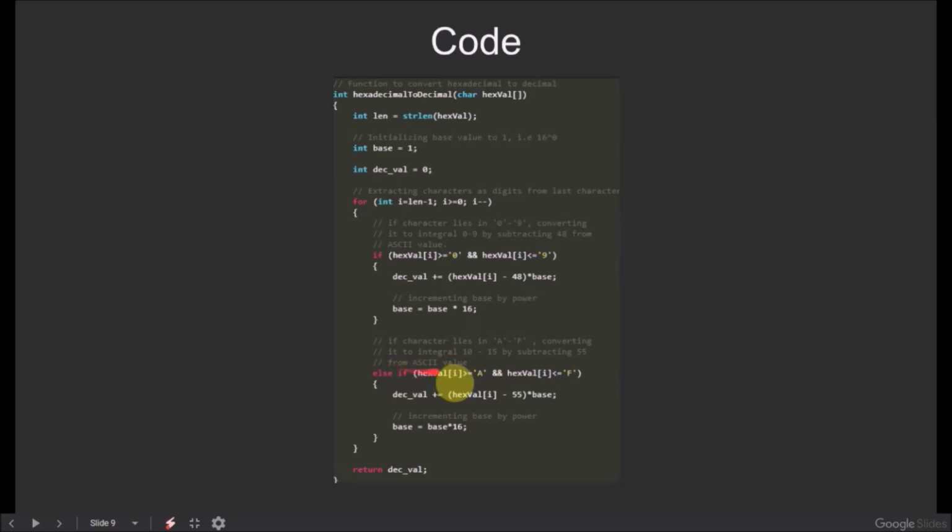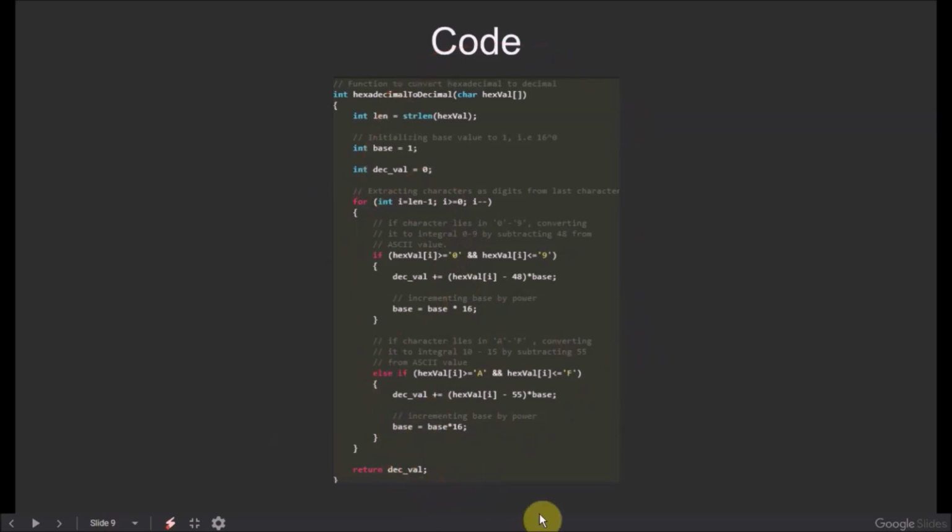But in case the character is an alphabet and lies in the range A to F, we convert it into integral value 10 to 15 by subtracting 55 from the ASCII value. So if hex value i is greater than equal to character A and hex value i is less than equal to character F, we subtract 55 from hex value i and multiply it with base and then add it into the decimal value. In the end, we multiply base by 16. The for loop will continue until i is greater than equal to 0. In the end, we will return the decimal value.